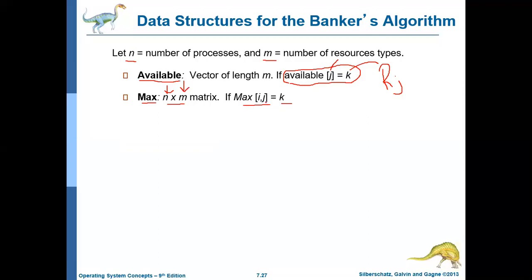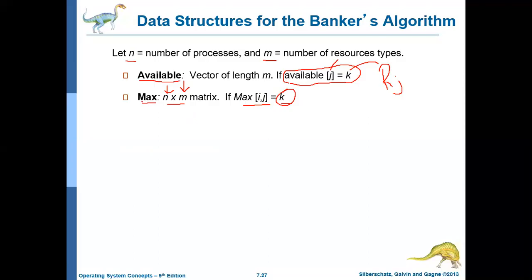So if max of I comma j equal to k, then it means that process I can request at most k instances of resource type j. So this is the meaning of max of I comma j equal to k: process I can request at most k instances of resource j.